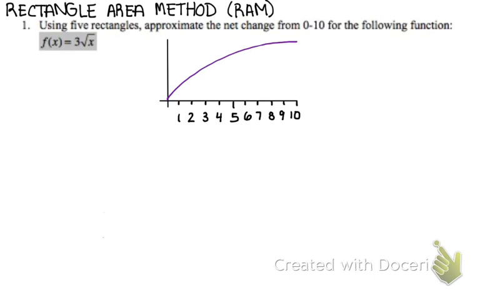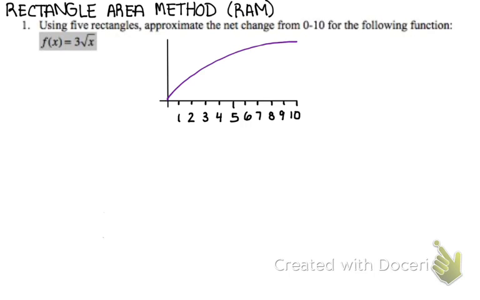I just wanted to show you another example of how to do the rectangle area method just to refresh your memory on some of the basics. So looking at this example here, we have: using 5 rectangles approximate the net change, which we know just means an integral, from 0 to 10 for the following function. F of x equals 3 times the square root of x.